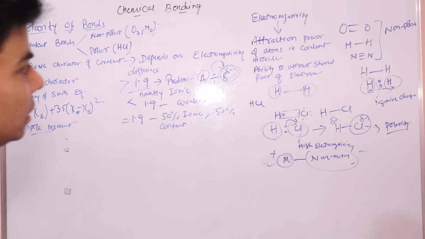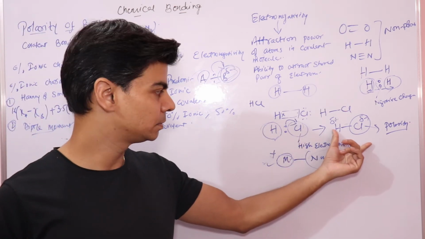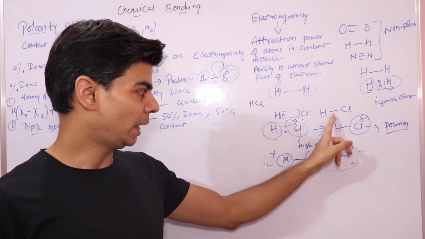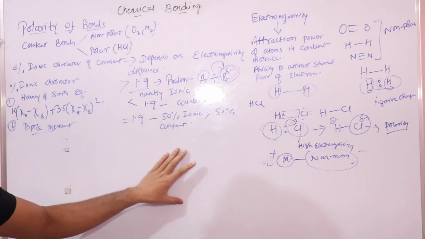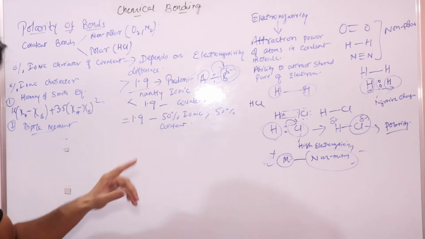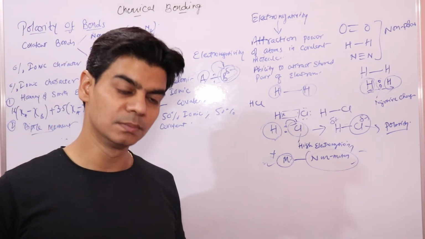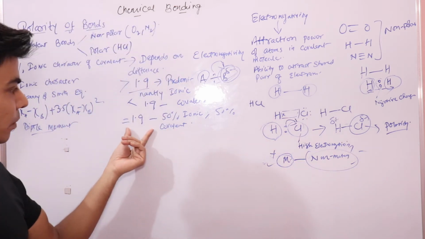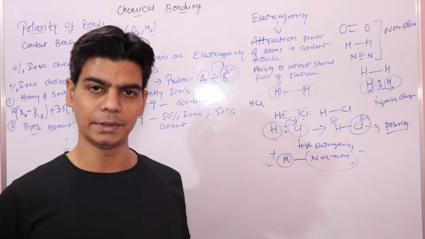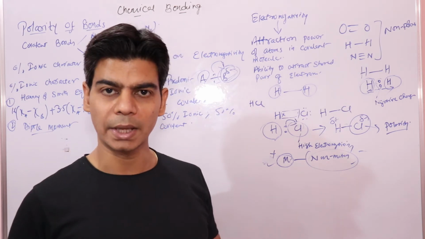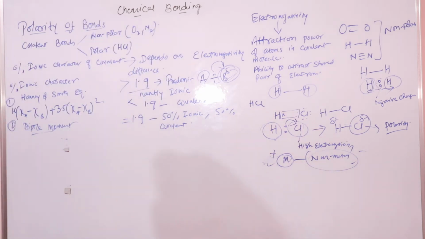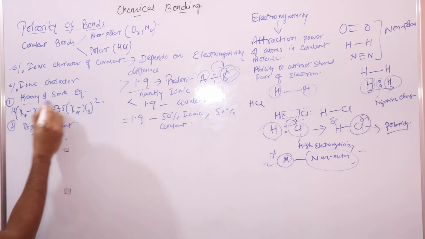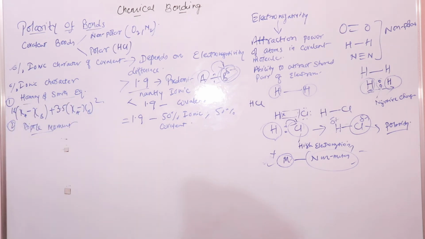till this point we are clear on how polarity develops, right? If the polarity develops because of the electronegativity difference, and if the electronegativity difference goes beyond 1.9, the bond is more ionic. And if it is less than 1.9, the bond is more covalent. And if it is equal to 1.9, the bond is 50% ionic, 50% covalent, right? So this is how we determine the percentage ionic character. There is a way, we call it the Hannay and Smith equation. This is the equation, right?